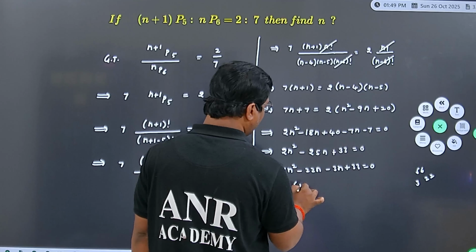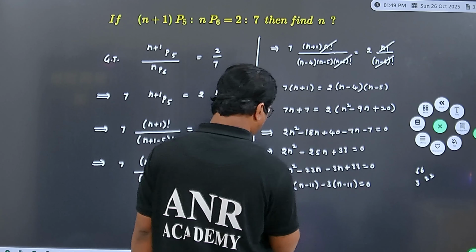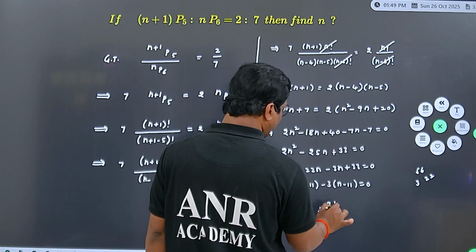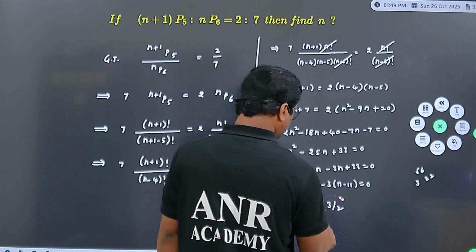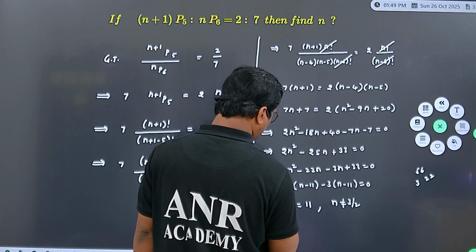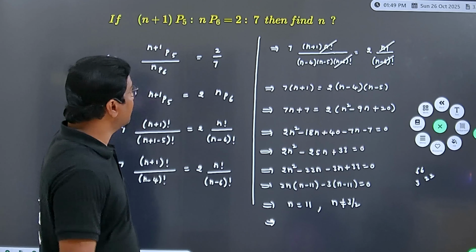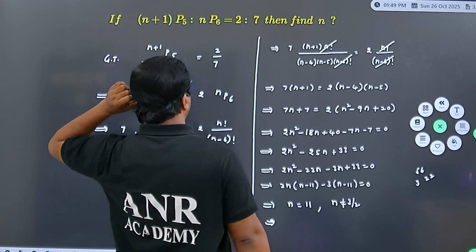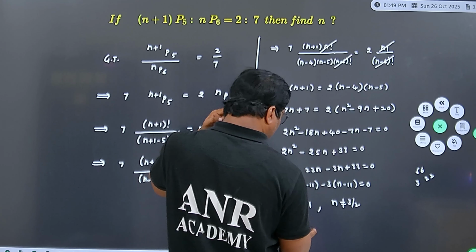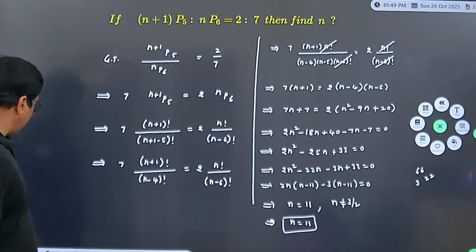Take 2n common, we get n minus 11, minus 3 common, n minus 11. Therefore, the value of n is either 11 or 3 by 2. But n is not 3 by 2. Why? Because nP6 is defined only for n value non-negative, n value a positive integer, right? So that n equal to 11 is the answer. That's all. Let us move to the next question.